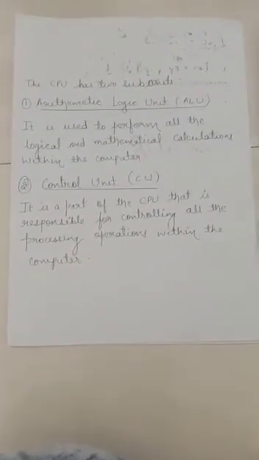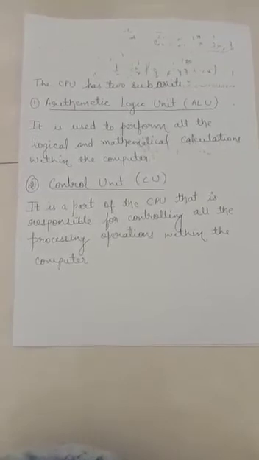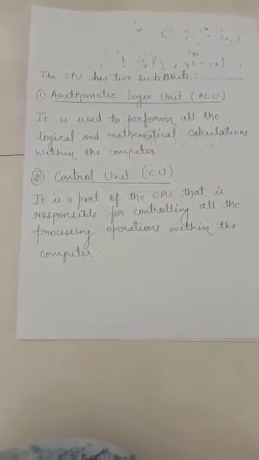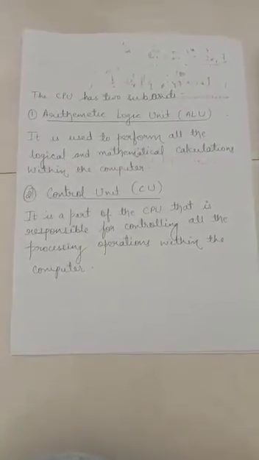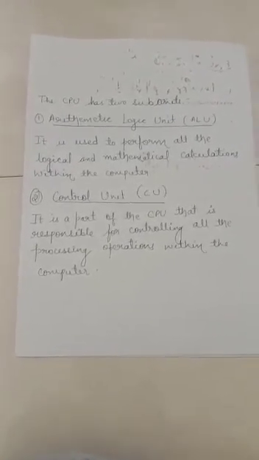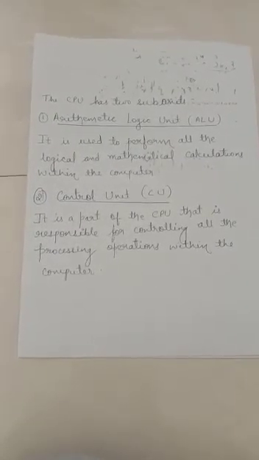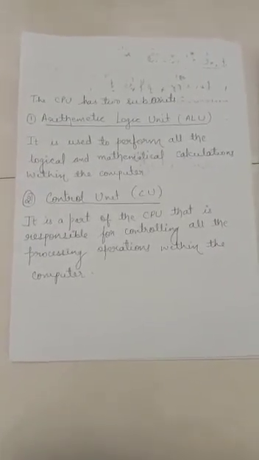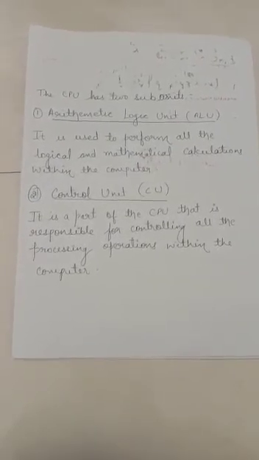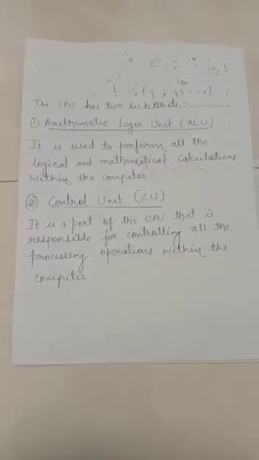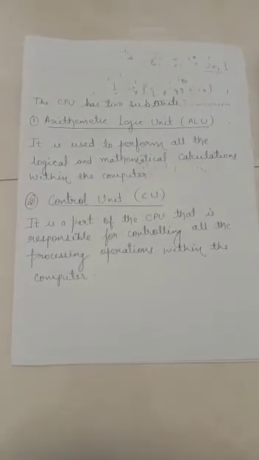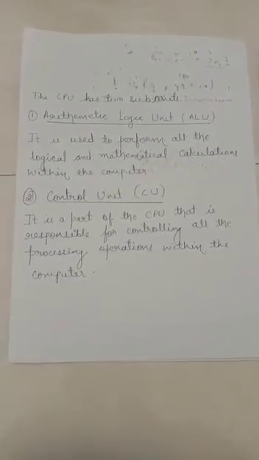CPU has two subunits. You can call them the arithmetic logic unit, that is ALU, and the next one is the control unit, that is CU. Let's come to the arithmetic logic unit. It is used to perform all the logical and the mathematical calculations within the computer. Next is the control unit. It is a part of the CPU that is responsible for controlling all the processing operations within the computer.